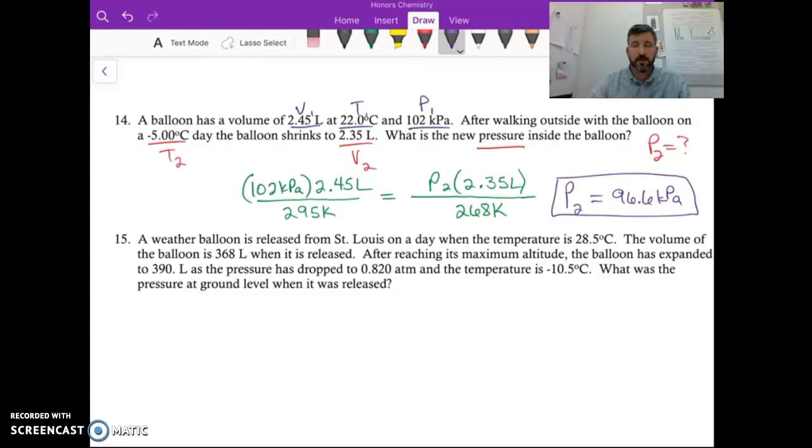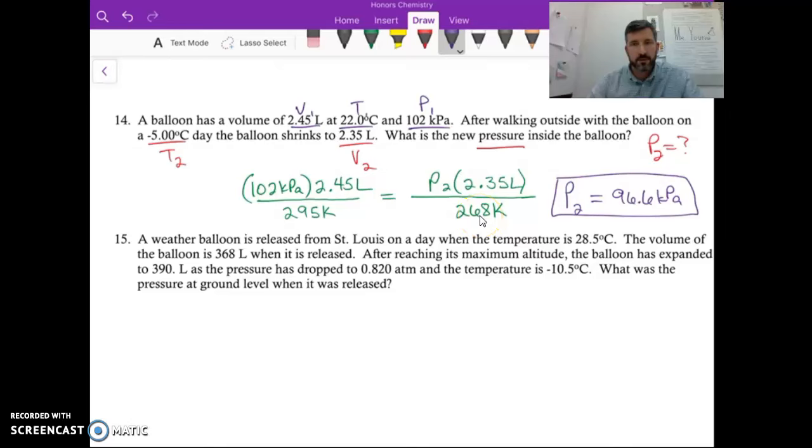Okay, so there's my answer, 96.6 kPa. Always good to do a mental check, although it's a little bit tougher to definitively say whether this answer is right with just a mental check. But let's do it anyway. The pressure is dropping from 102 to 96.6, a little bit. Is that consistent with the volume dropping from 2.45 to 2.35? Well, no, it's not. Usually when volume drops, pressure goes up, but the temperature is also dropping.